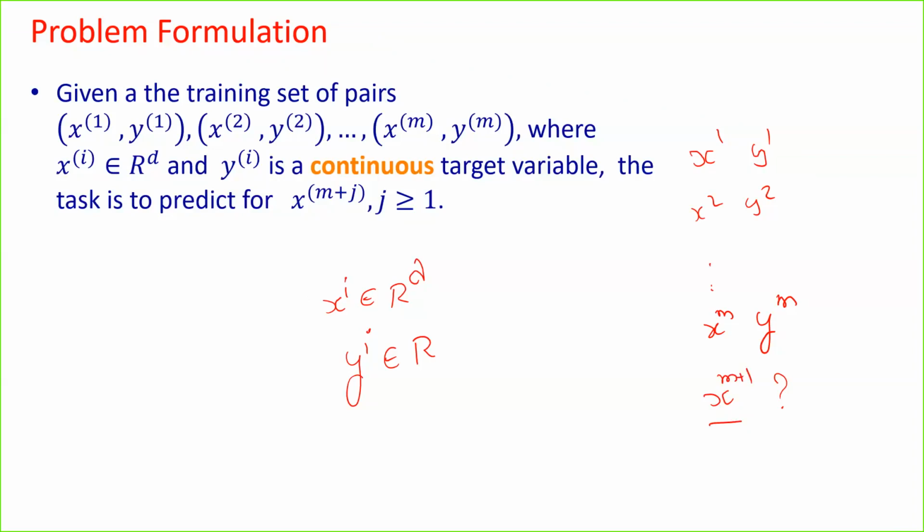We are given the training set of pairs (x1, y1), (x2, y2), and so on up to (xm, ym), where xi is the d-dimensional feature vector and yi is the continuous target variable. The task is to predict for the new instances x(m+j) for j greater than or equal to 1. Very simple problem. Now we'll start with an example to understand this better.